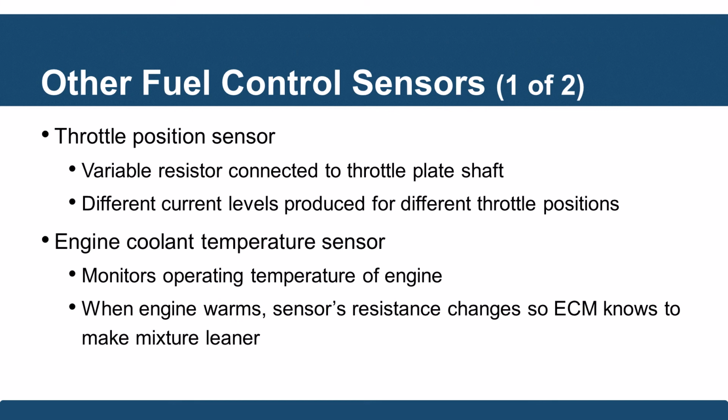There are other fuel sensors that are involved. The throttle position sensor, very commonly used, is a variable resistor connected to a throttle plate shaft, and you get different current levels out of it based on its position. And then there is the engine coolant temperature sensor, a very important sensor that monitors the operating temperature of the engine. When the engine warms, the sensor resistance changes, and the ECM then knows to make the fuel mixture leaner.